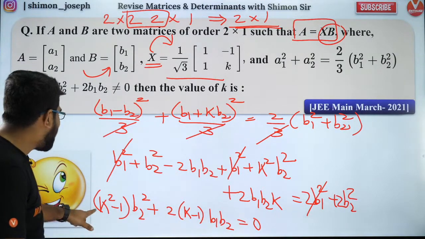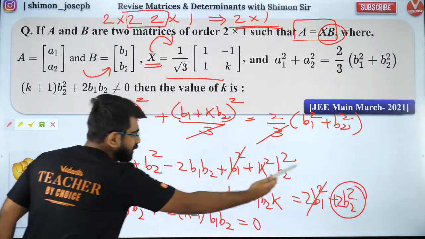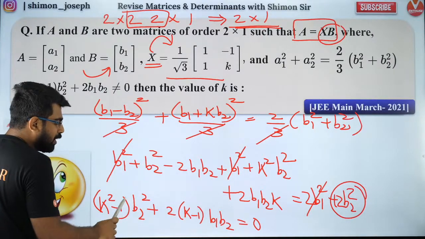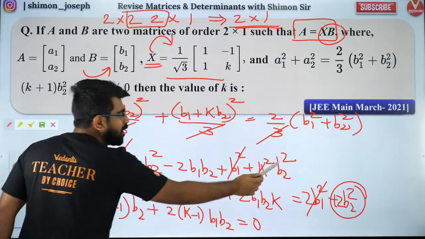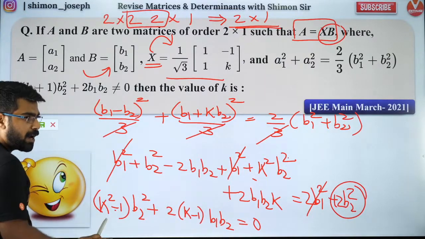Now, why did I get K square minus 1? Because this 2 B1 square will come to the left as minus 2 B1 square. So B1 square minus 2 B1 square will be minus 1 B1 square. And already I have K square B1 square. That is over here. Got it?